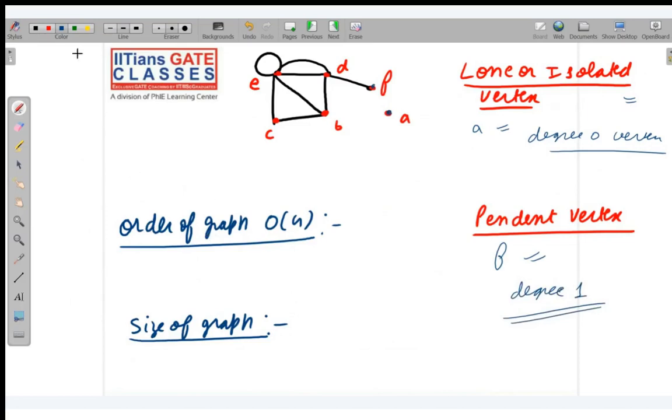Okay. Another term is order of graph. Order of graph, that is O(G). O(G) is the number of vertices in the graph.